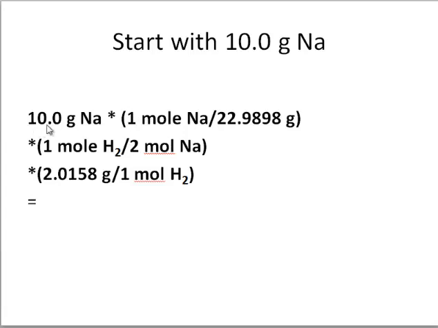So I would take the 10 grams of sodium and multiply it by 1 mole over 22.9898 grams. Grams to moles with this unit conversion factor. You've executed this step many times before. The next step is to multiply the solution, which I don't even write down. I just write down the next factor in this case.